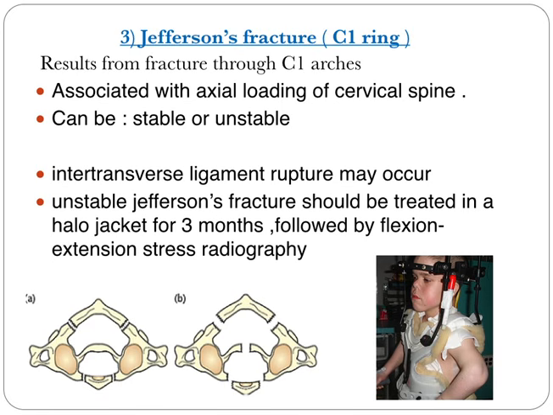Jefferson fracture is the burst fracture of C1, which is actually associated with axial loading of the cervical spine. This can be stable or unstable and normally treated with halo jackets.